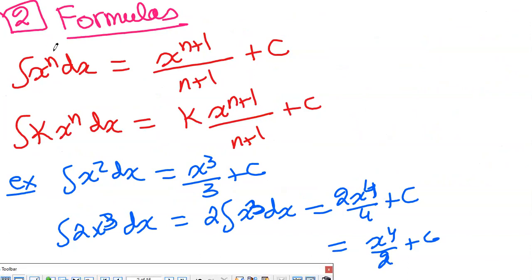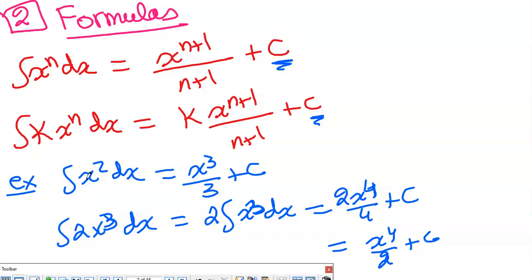If I'm doing the integral of x^n dx, the formula is x^(n+1) over n+1, plus c. If you notice, in the derivative the exponent becomes a factor and it's minus 1. In the antiderivative, the exponent becomes the denominator and it's plus 1. And we also need to remember to write plus c. If there is a constant, the constant is still there, we don't have any problem with it. So it's k x^(n+1) over n+1.